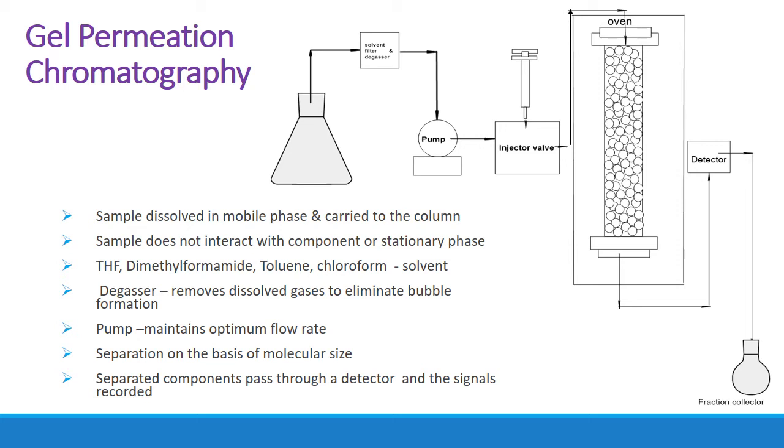The column is packed with gel and the required amount of the sample, generally a small volume of 20 to 200 microliters, is injected into the flow path through a fixed volume injector. This is done in such a way that the continuous mobile phase flow is not disturbed. The sample analyte is separated on the basis of molecular size, and the separated components pass through a detector and the signal is recorded.